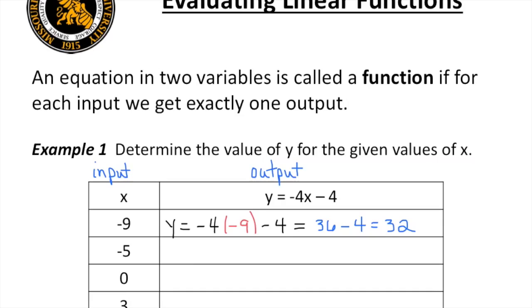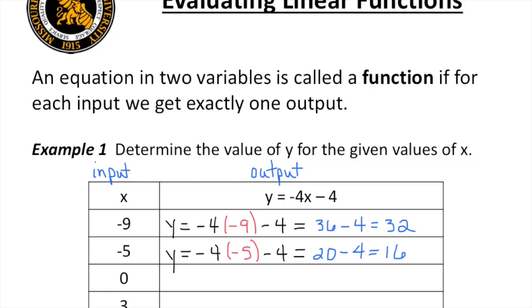Now let's repeat for x equal to negative 5. Again, we go to our function, our equation, y equals negative 4 times x, but this time our x is a negative 5, minus 4. And then we compute, so we have negative 4 times negative 5 is 20. 20 minus 4 gives us an output of 16.